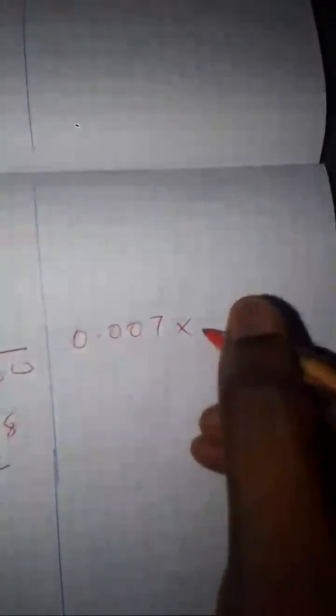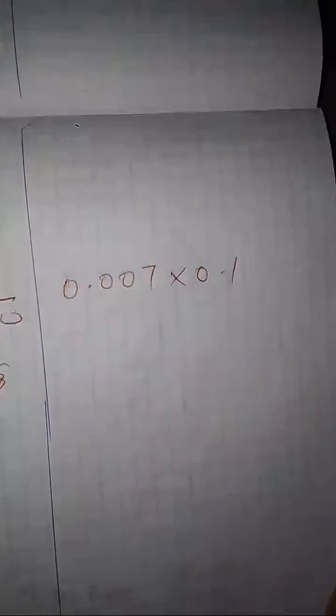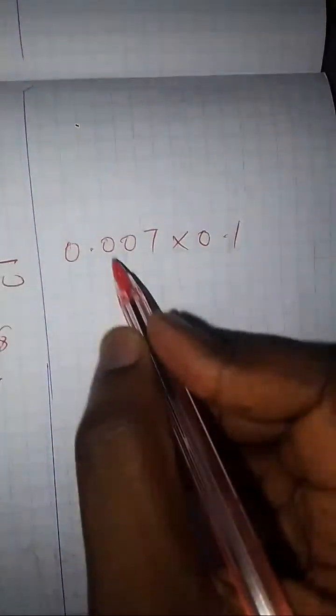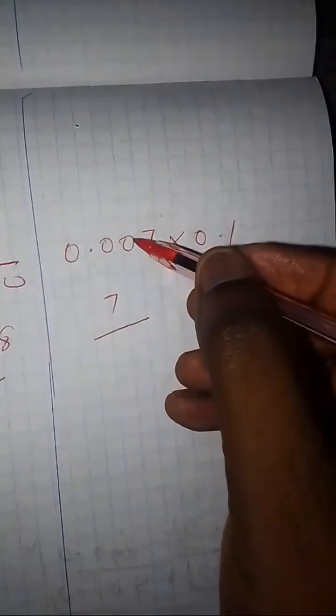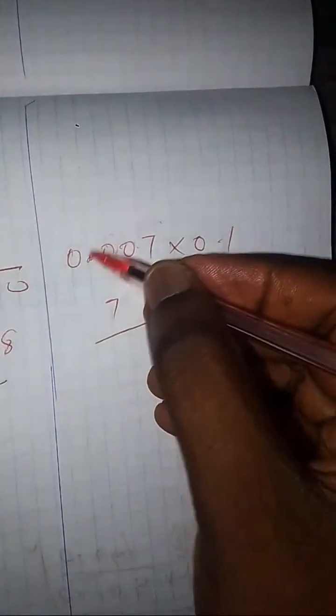As simple as that. So maybe if you're asked to work this one out, 0.007 multiplied by 0.1. This number, you simply change it into a fraction. 7 over how many zeros? 1, 2, 3. So 3 zeros.